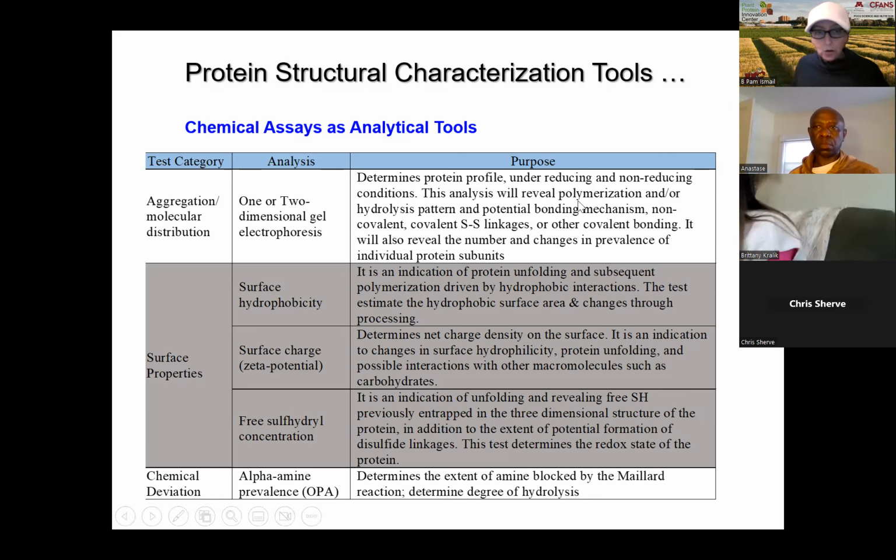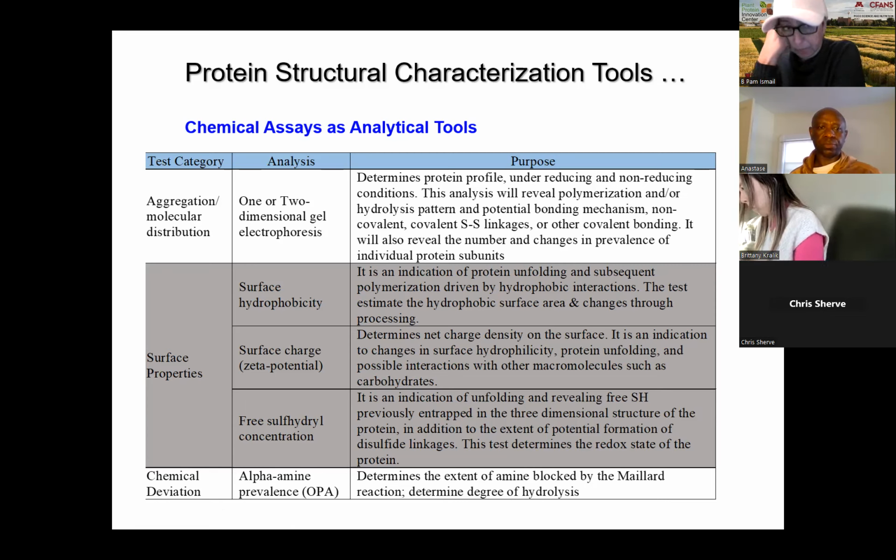All right, so that took a little bit to cover the SES page, but I think it was good to go over that. Now, next we have a few other assays that tell us a little bit about the structure of the protein.